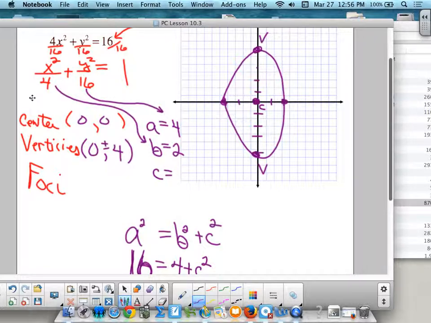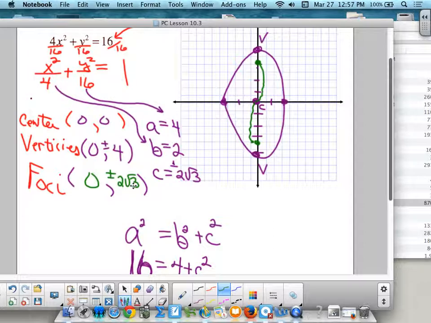Okay, how about the foci? Well, we already know C is 2 square root of 3, right? And we know it's plus and minus. So we know we're going to go up from the center. I hope you're with me on this. From the center, up, how far? No, up this far. 2 square root of 3. And down how far? 2 square root of 3, about here. And you'd say, oh, my foci are 0, comma, plus or minus 2 square root of 3.